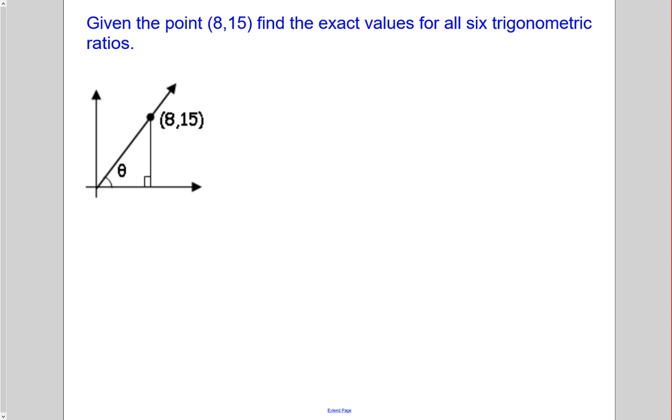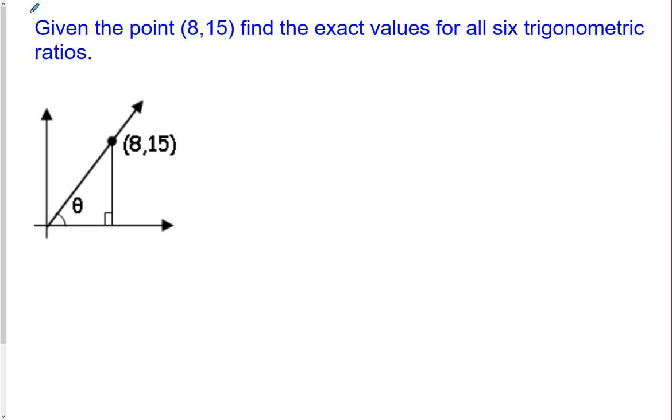Okay, here's one. Given the point 8, 15, find the exact values for all 6 trigonometric ratios. Ugh. What does that mean? All 6 trigonometric ratios. Well, that means sine, cosine, tan. And then the reciprocal ratios, cosecant, secant, cotangent, which are just sine, cosine, tan flipped. So if we can get sine, cosine, tan, we just flip them. That'll be easy. So let's figure it out.